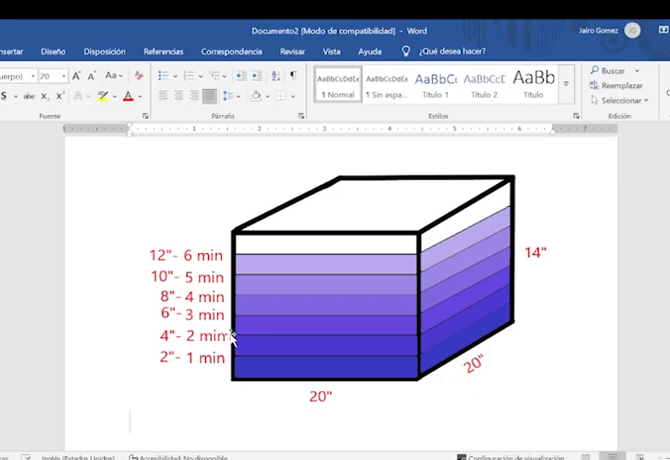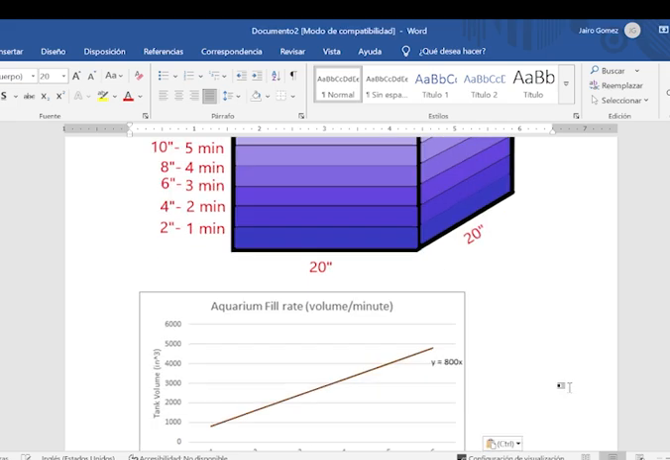After 2 minutes, it was at 4. After 3 minutes, it was at 6. 4 minutes, 8. 5 minutes, 10. And 6 minutes, 12. So you decided to create an equation in order to show the fill rate of this aquarium. This is what you got.